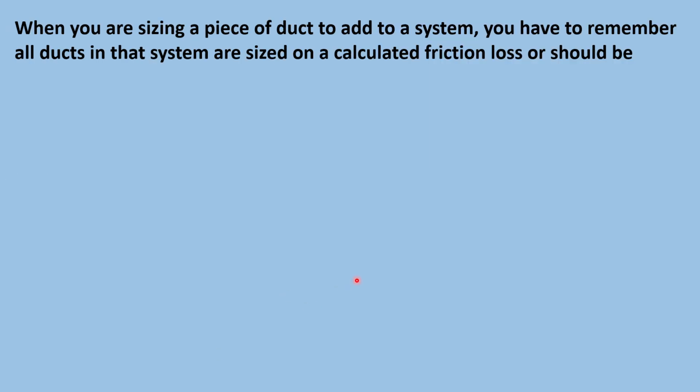So if you're replacing a piece of duct in the field, you're pulling out a piece or two because the airflow is poor there, and you say, well, if I change a few pieces of the duct in the beginning, maybe I'll get a little more airflow down at the other end of the duct. You have to remember all the ducts in that system are sized on a calculated friction loss, or should be. But unfortunately, in a lot of cases, that friction rate is the 0.10.